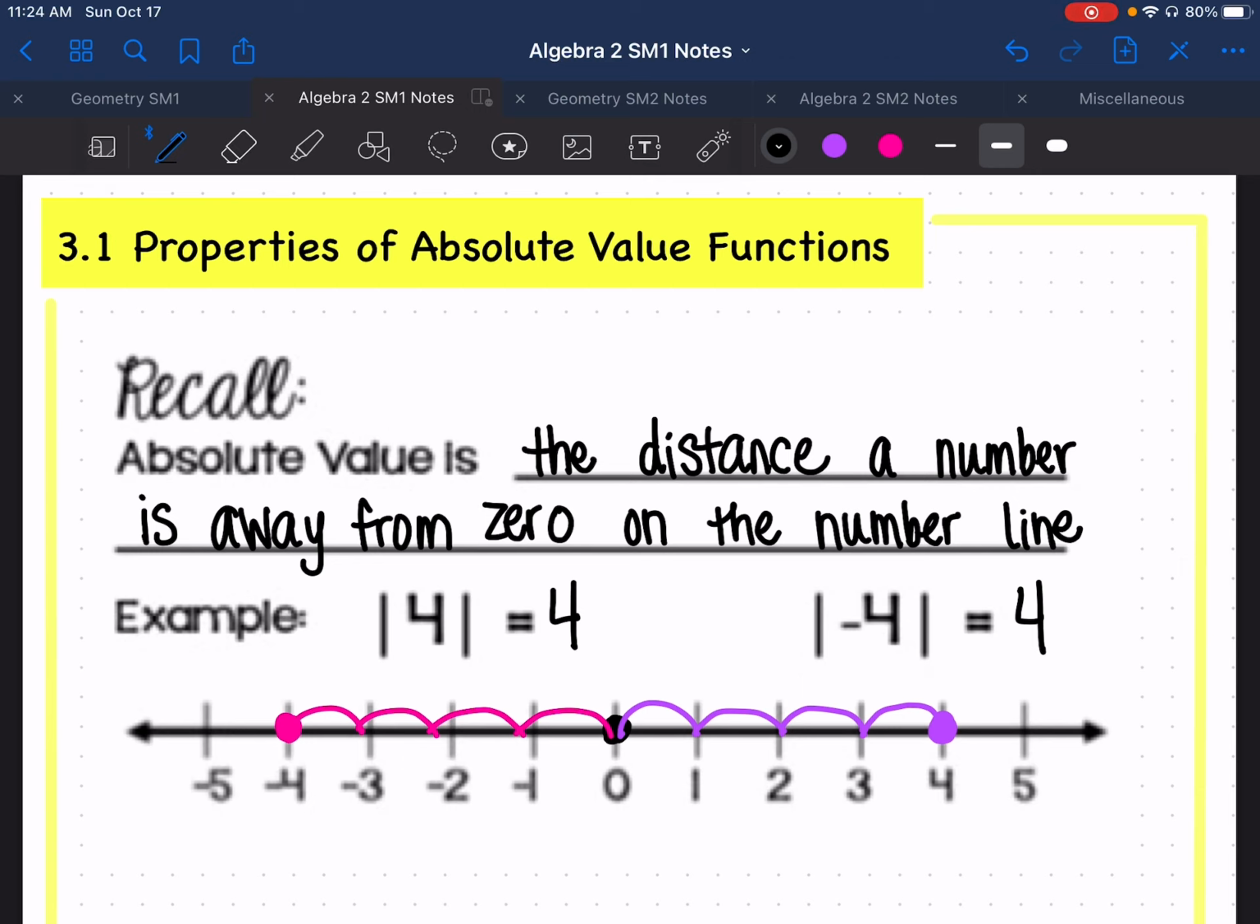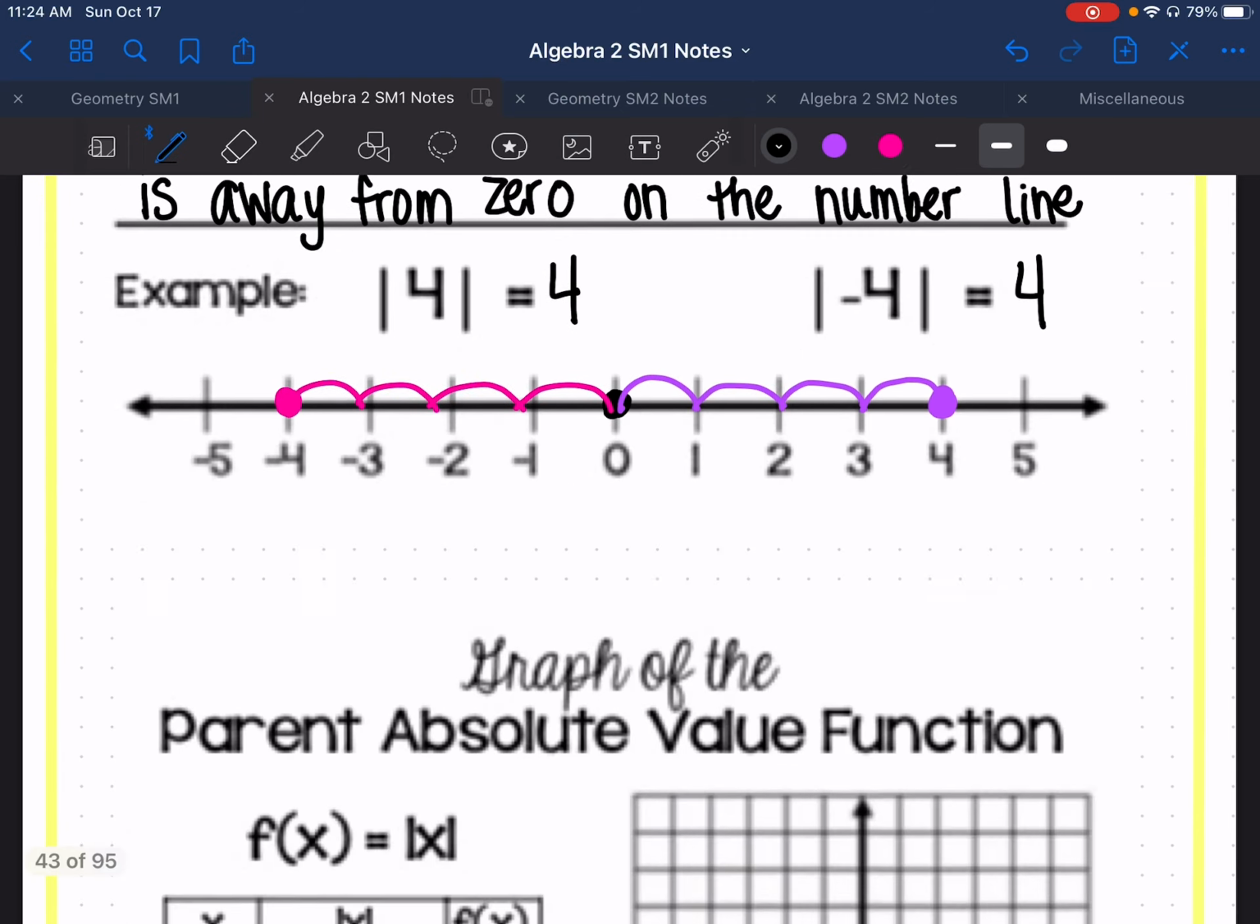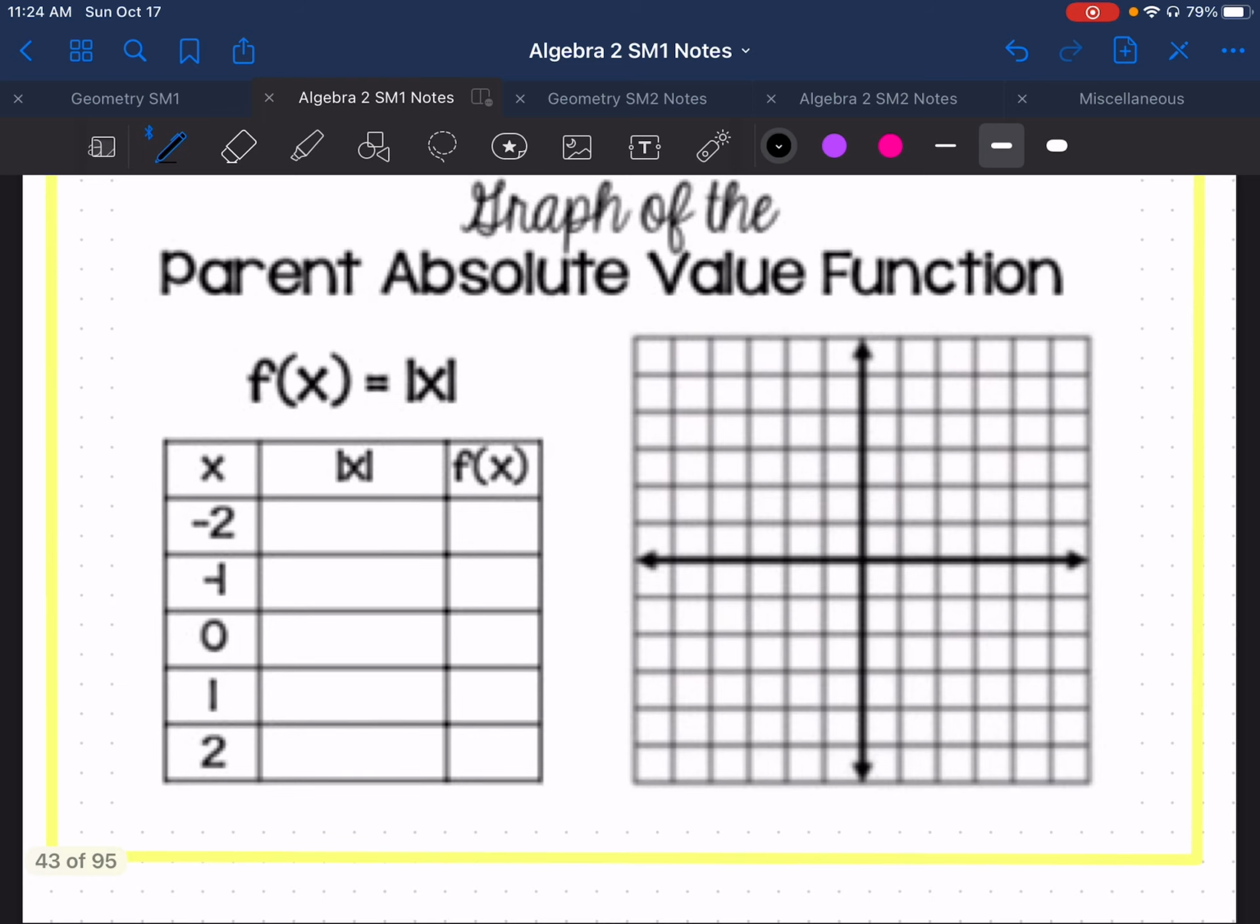Distance cannot be negative, and so it doesn't matter whatever number is inside of the absolute value bars, it always comes out positive because we're really truly thinking about that as a distance. And one thing we learned in geometry is distance cannot be negative. Today, we're going to talk a lot about graphing our absolute value.